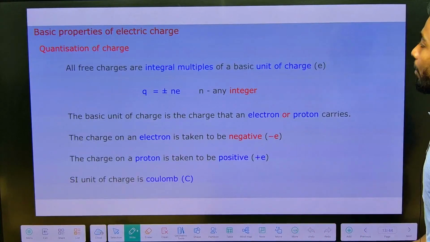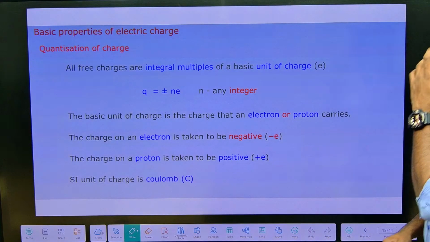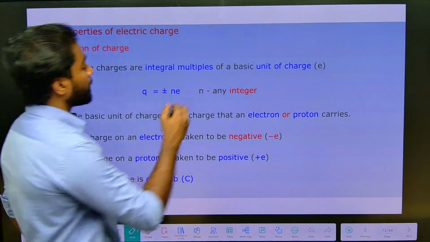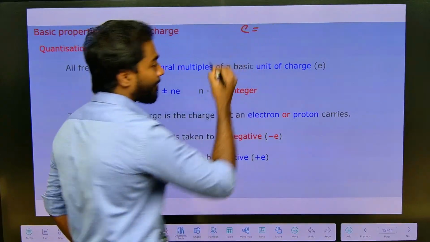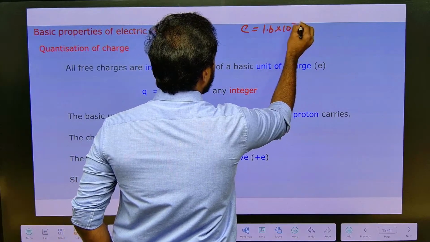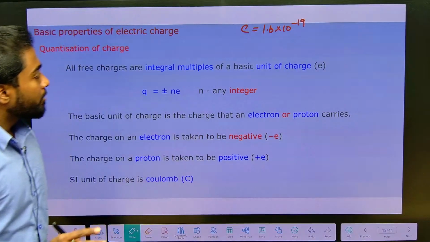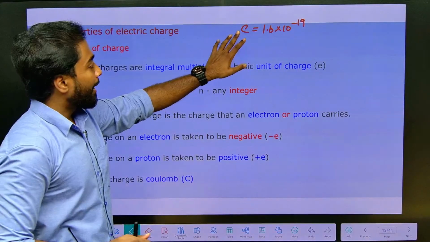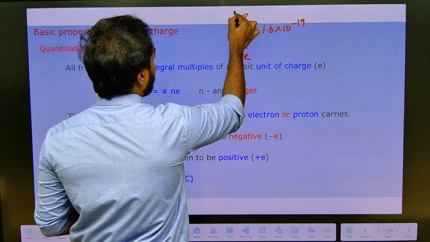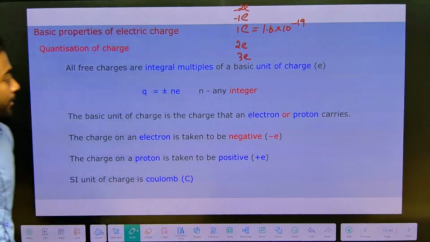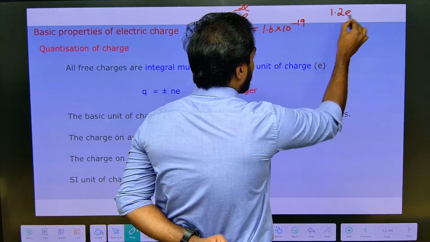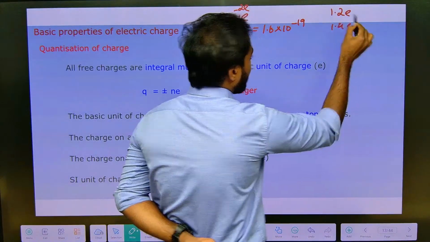So next one, quantization of the charge. Quantization is nothing but, when we talk about charge, it is an integral multiple. When we talk about the value of the electron charge e, it is 1.6 into 10 power minus 19, right? So when we talk about electrons, I will say 1 electron, 2 electrons, 3 electrons, or minus 1 electron, minus 2 electrons, like this. I can't say that it has 1.2 electrons or 1.4 electrons.